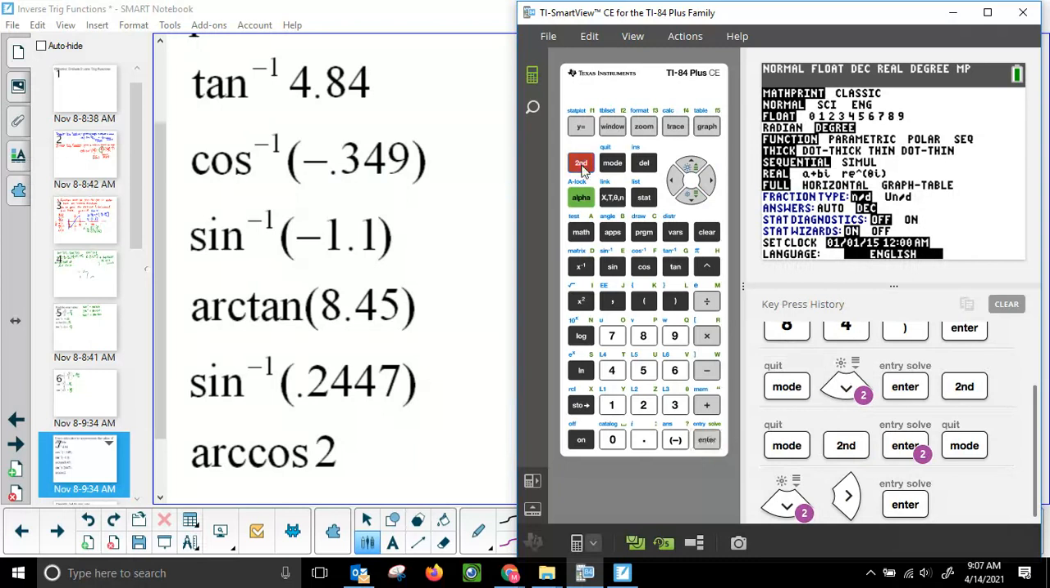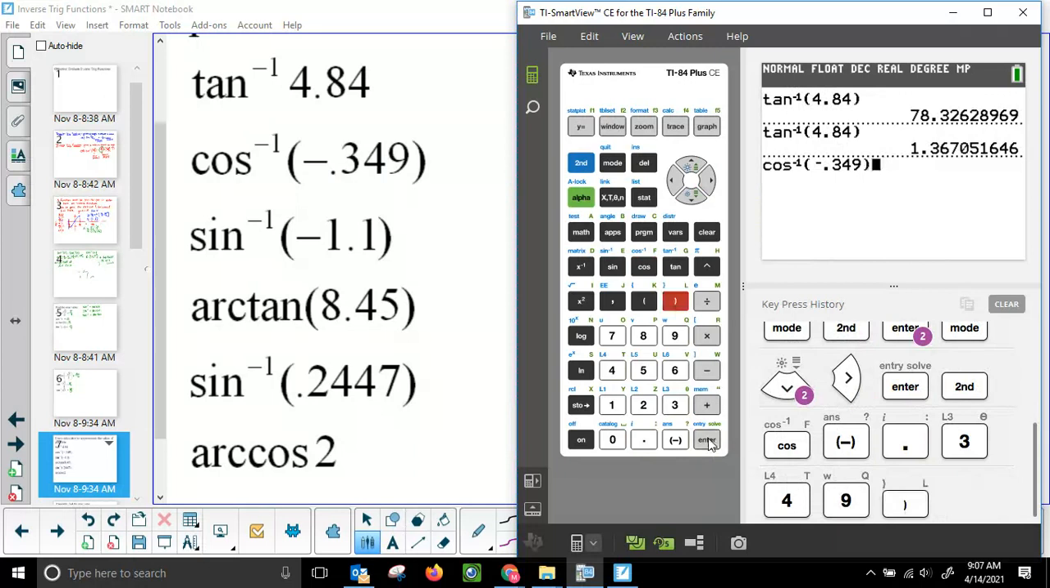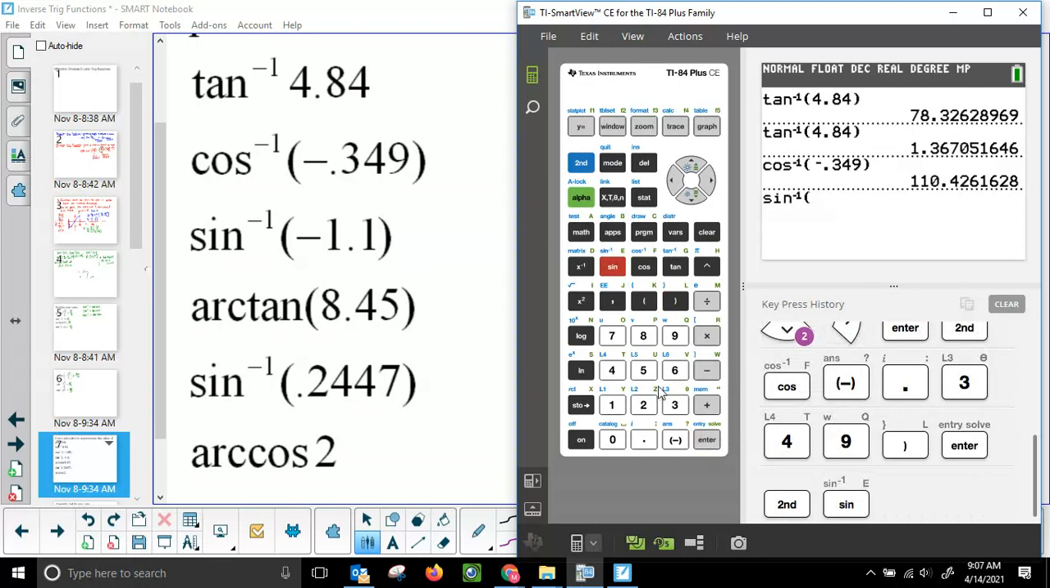So we can do all of these, right? So inverse cosine of negative 0.349. So 110.4 degrees. All right. Let's look at this next one. This next one's interesting. Inverse sine of negative 1.1.